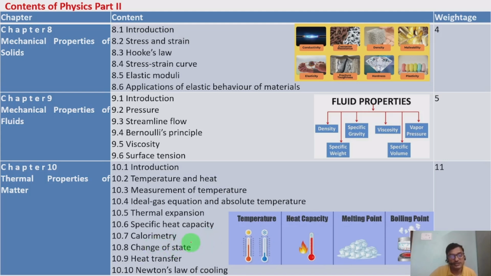10.7 Calorimetry. It is a method of measuring the energy of any substance. It is calorimetry. 10.8 Change of state. The state changes from solid ice to water, and liquid water to vapor, and that is change of state we'll take. Then 10.9 Heat transfer. Transfer of energy in the form of heat from higher temperature to lower temperature we'll discuss. 10.10 Newton's law of cooling.